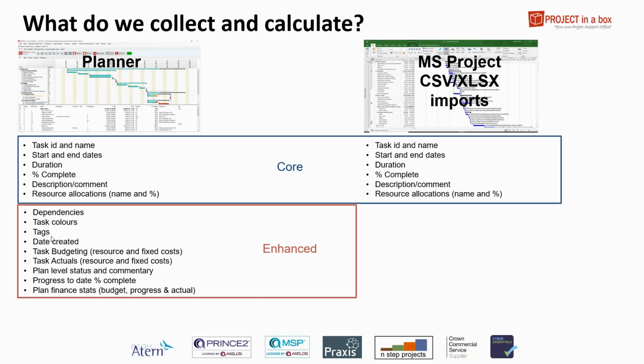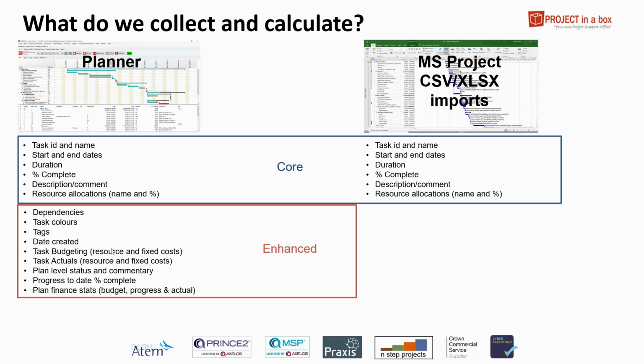Tags, further information for filtering. The date the task was created, because we can use that to drive notifications. Task budgeting, so not just who the person is allocated the task, but what their cost rate might be, and therefore what the overall cost of the task might be, and fixed costs associated with tasks as well, and task actuals, the number of hours actually put against the task, and therefore its complete cost, etc., is going to be.